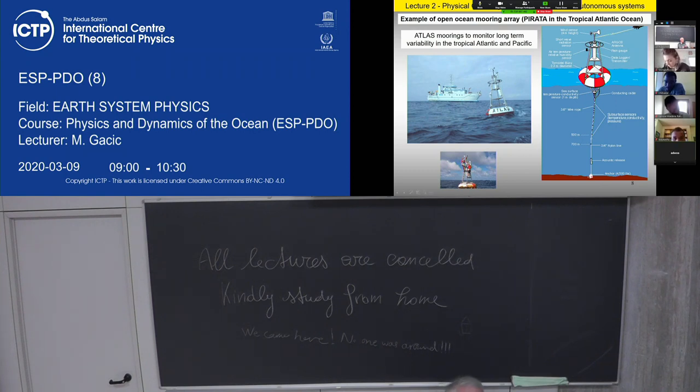Here is the Atlas mooring to monitor long-term variability in the tropical Pacific and Atlantic. As you can see here, this is exactly what I have been talking to you about. The Atlas mooring is in the Atlantic Ocean, at a certain latitude in the tropical Atlantic, which measures the whole profile.